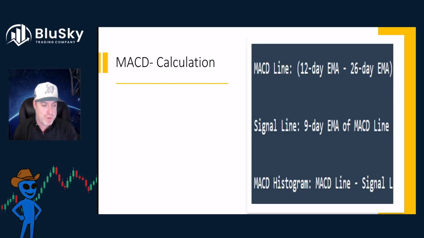MACD uses moving averages. There's two lines in MACD. The MACD line takes into account two EMAs, the 12-day and the 26-day, and that calculation combined equates to the MACD line. The signal line is the 9 EMA of the MACD line. And so the 9 EMA of the MACD line is the slower of the two. When you combine the 12 and the 26, that's a faster moving average.